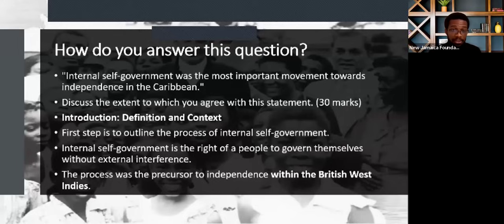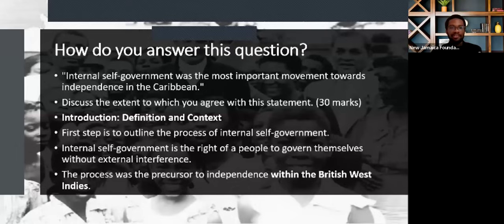So the first step of this introduction is really definition and context. What does internal self-government mean? What does it mean, and how did this contribute to the Caribbean? So the first step is to outline the process of internal self-governance.